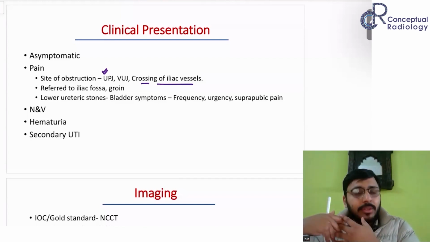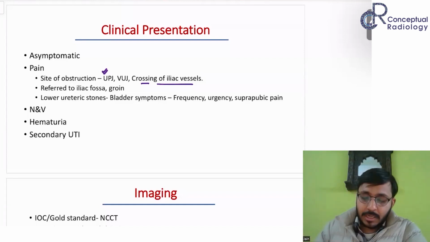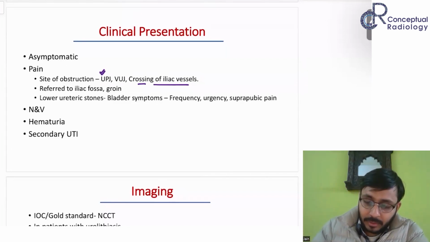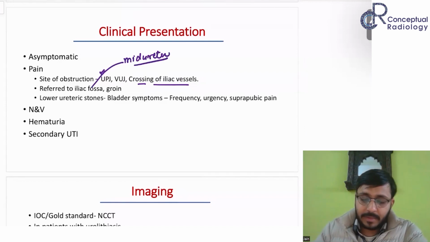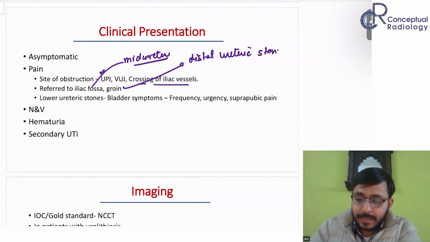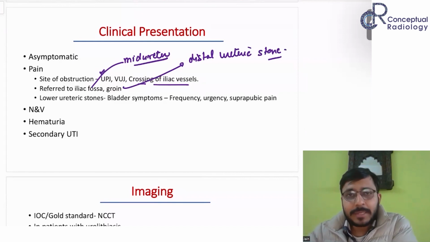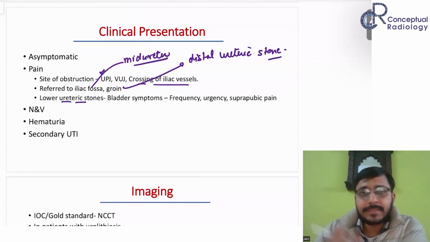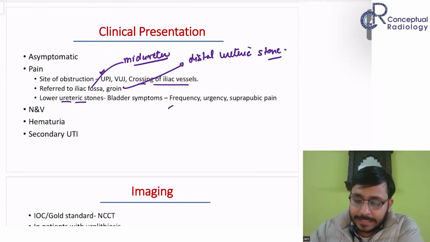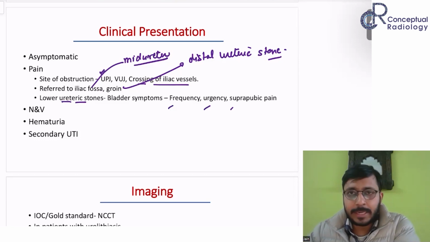Now, depending upon the site of obstruction of this calculi, the referred pain differs. If it is a mid-ureteric stone, the referred pain will be in the iliac fossa. But if it is a distal ureteric stone, then the referred pain will be in the groin. I think we know this from our anatomy and our PG preparation times as well. Now, specifically, lower ureteric stones have some bladder symptoms associated with them as well, like increased frequency, urgency, and suprapubic pain, mainly because they're closer to the urinary bladder.